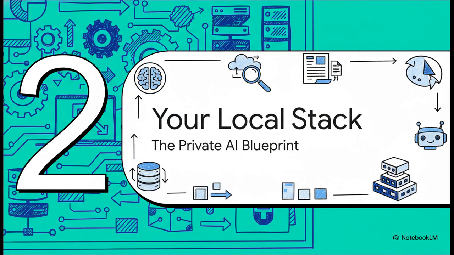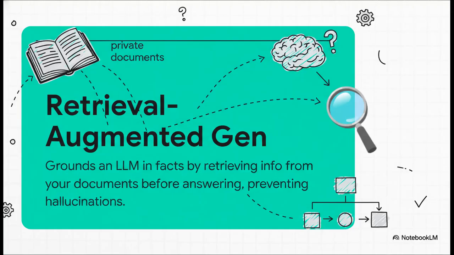Okay, next, let's pop the hood and see what's going on inside. In Section 2, we're going to break down the blueprint for our private AI system and see what each piece of the puzzle actually does. So, the secret sauce that makes this all possible is RAG, Retrieval Augmented Generation. Honestly, the best way to think about it is like an open book test for the AI. Before it even tries to answer your question, it first has to retrieve the relevant facts from your documents. This grounds the AI in reality, and that's what basically eliminates those pesky hallucinations.